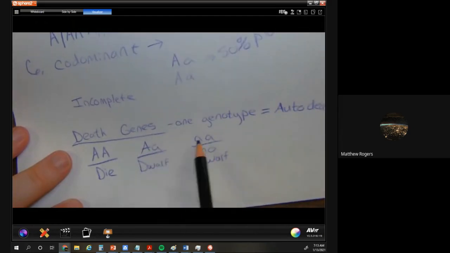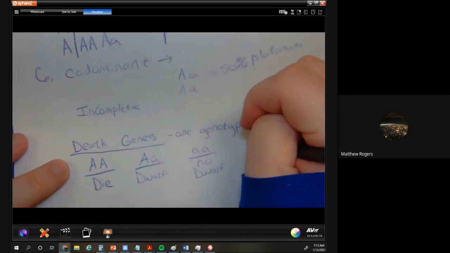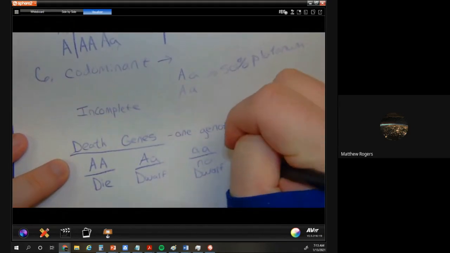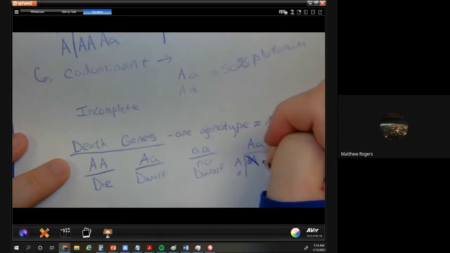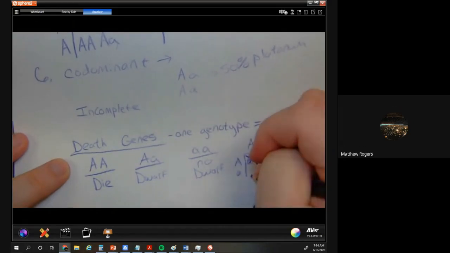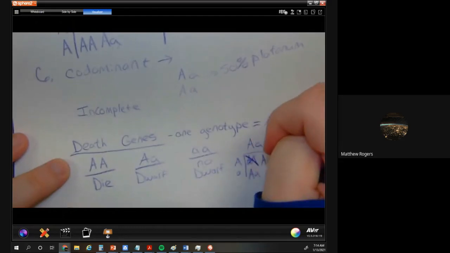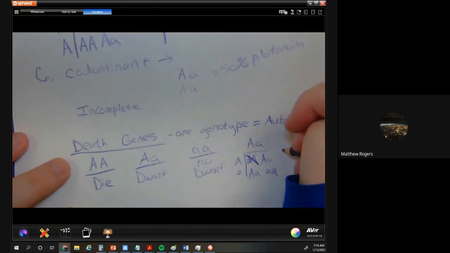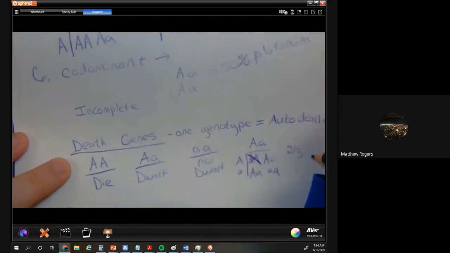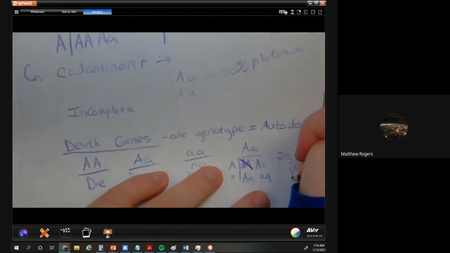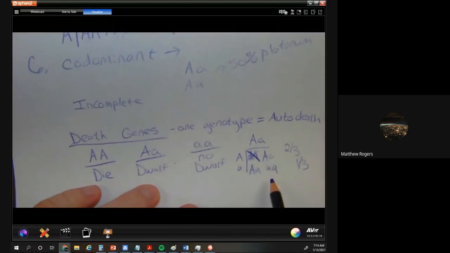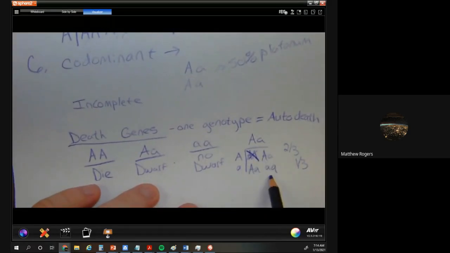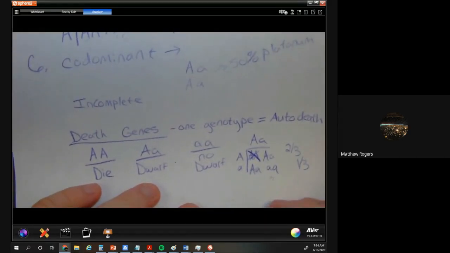So if we had big A, little a crossed with each other, what you find out right away is that one offspring dies out, and it creates a 2/3 ratio. So we have 2/3 of the offspring become dwarfs. When two dwarfs have babies, one becomes normal height.